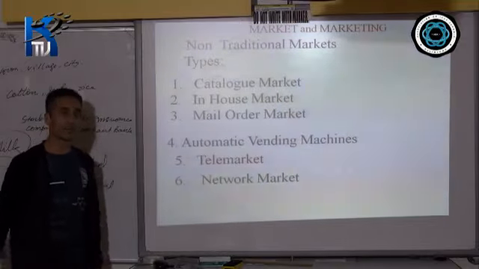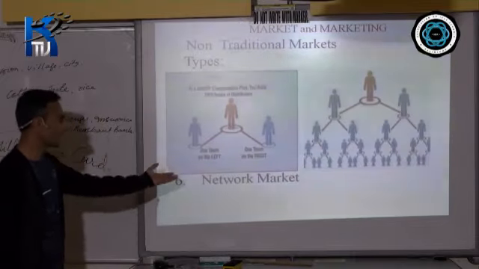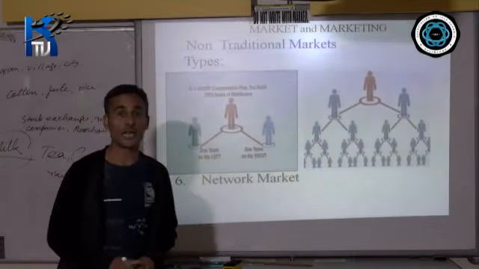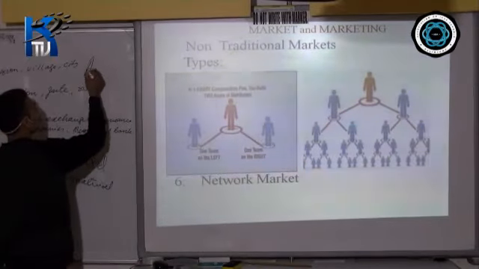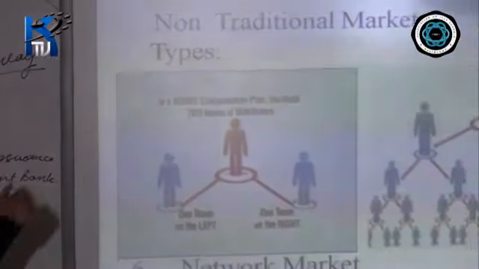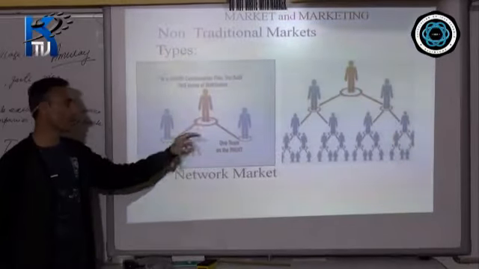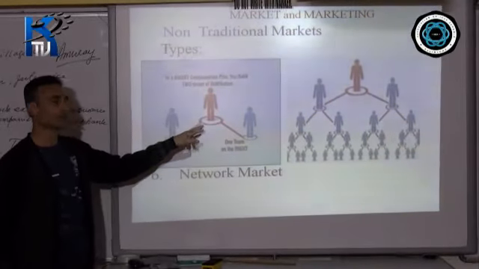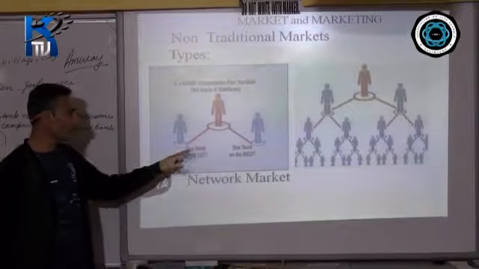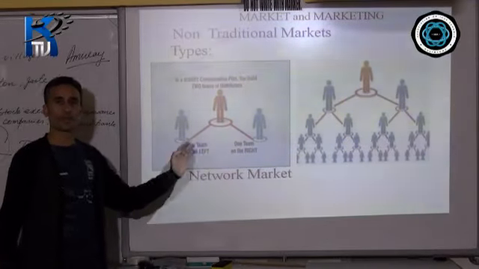And lastly, we have network market. What is network market? This network market has been pioneered by Amway. It's a company selling different kinds of products. In the network market, what happens? You have individual people who are employed by the company as a distributor. He is an independent person here. He employs under him two persons, one on the left, another on the right. They are termed as a team.